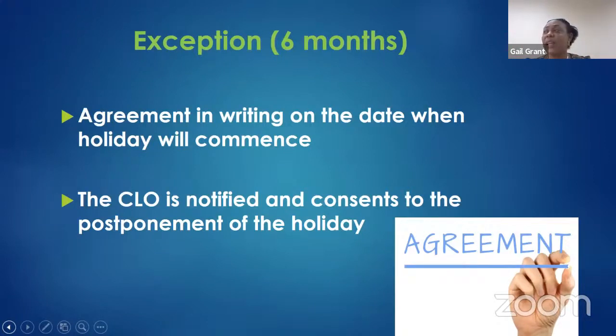So if the person is due for holiday, the year comes, they still can't get holiday, 6 months, they can't get holiday, an agreement must be sent to the Chief Labor Officer on the date when the holiday will commence. And this agreement is signed by both the employer and the employee. Once the Chief Labor Officer is notified, the Chief Labor Officer will then consent to the postponement of the holiday. Okay.